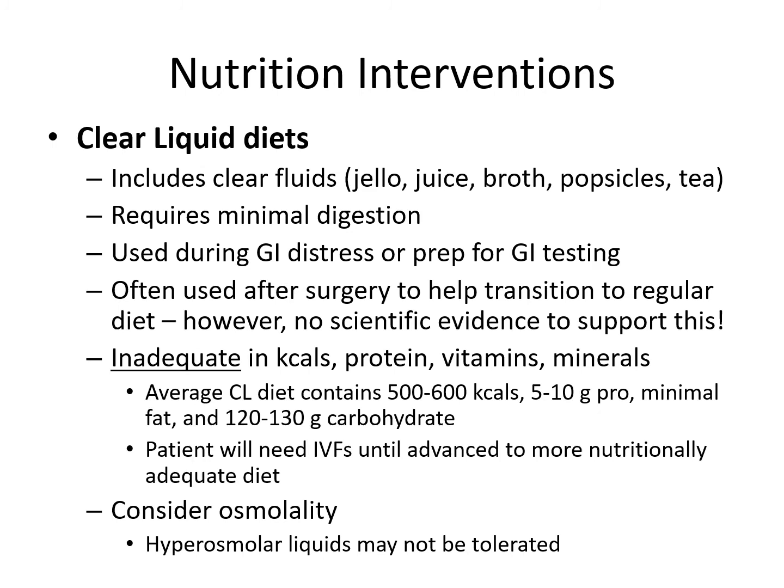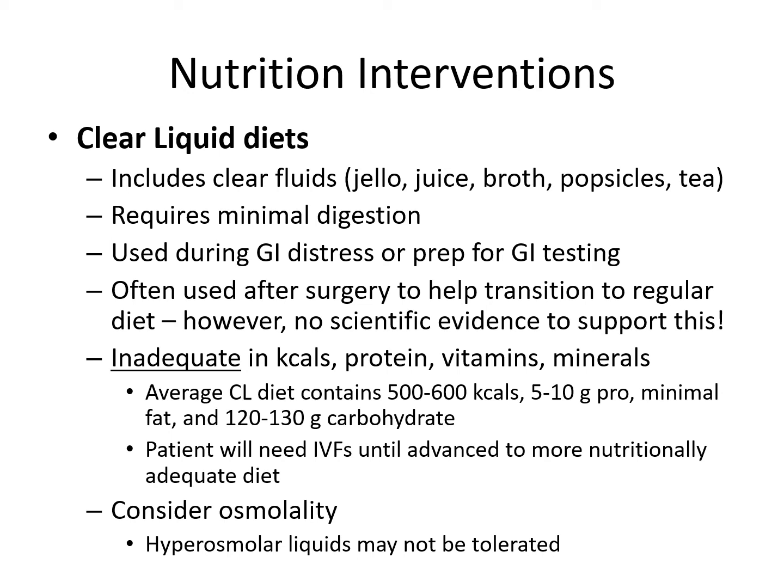Now you may see a clear liquid diet, and I'll give you a hint. This includes all foods that are clear. Jello, juice, broths, popsicles, tea. If you can see through it, it makes the cut. Things that are full of fiber and pulp, though, like orange juice, don't make the cut. This requires minimal digestion. This is used in times of GI distress or a prep for GI testing. It's often used after surgery to help transition to a regular diet.